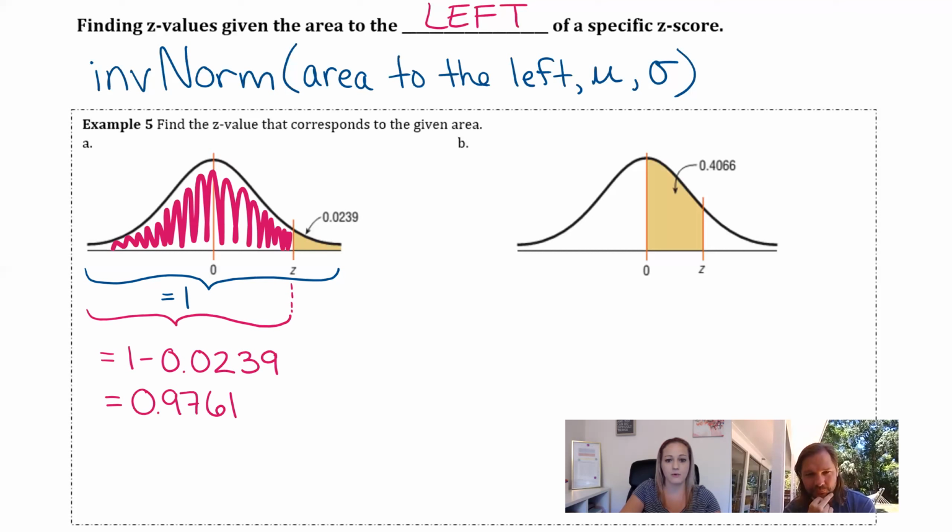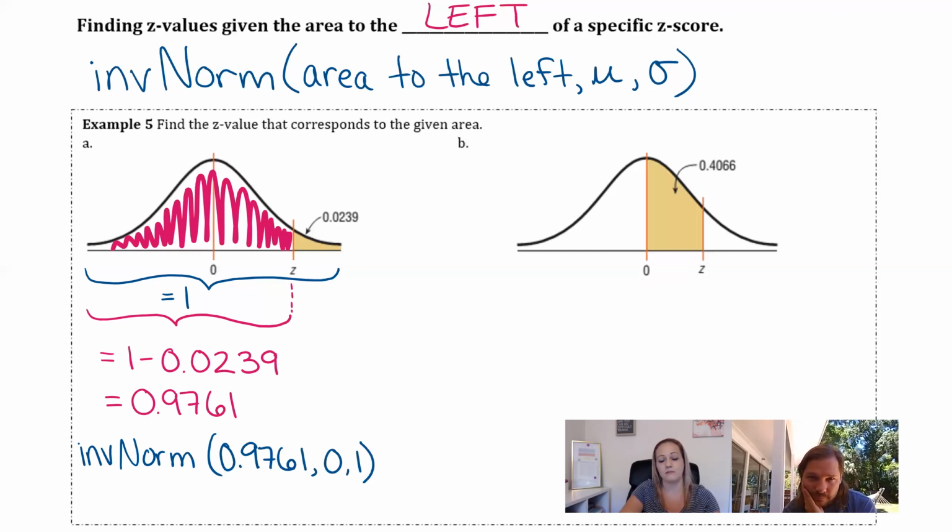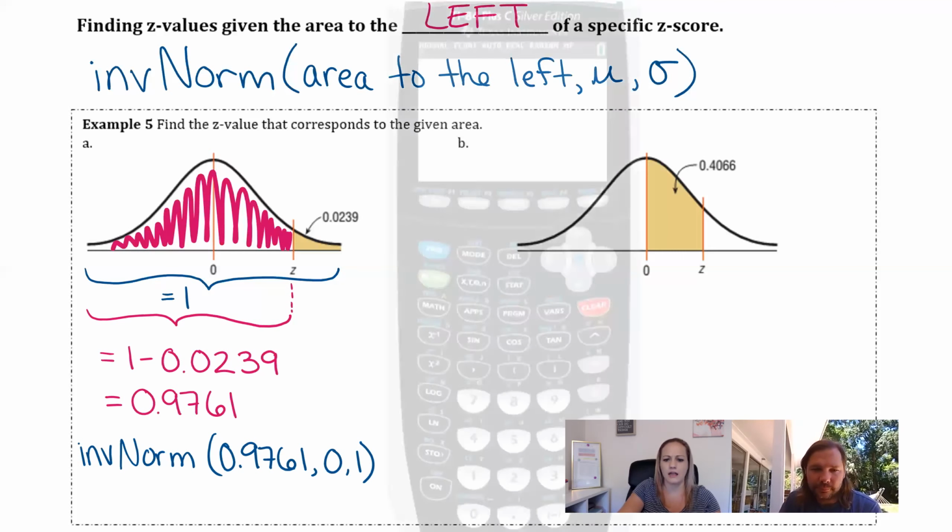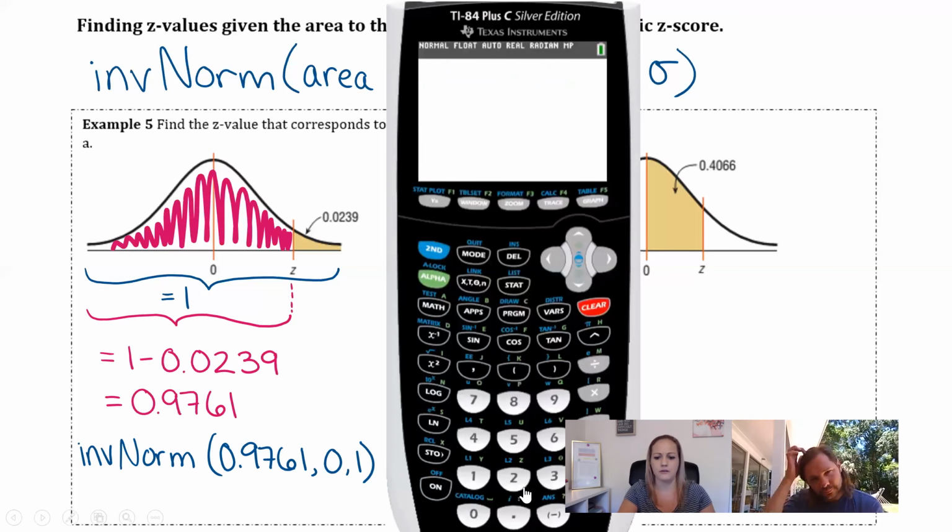So that's going to be the number that we're going to put into our calculator when we go to inverse norm. So inverse norm is found in the same place that we did normal CDF. So you'll do second bars, and then it's the third one down. It's inverse norm. And I think I'll actually show you on the calculator. Yeah, I do.